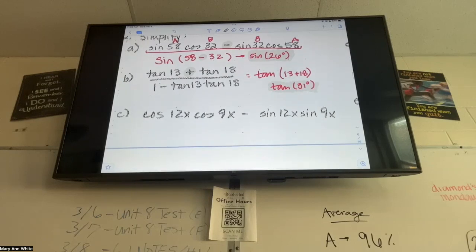All right, similarly for letter C, I've got cosine of 12x times cosine of 9x minus sine of 12x times sine of 9x. Which one does this look like? Sine, cosine, tangent? Cosine. Am I going to add or subtract these angles? We're going to add them. We're going to do the opposite of what we see. So we see a subtraction, I'm going to add them. I know the angles are 9x and 12x, and I know that might seem silly, but you can still add 9x and 12x. It's going to be cosine of 21x, and that's my answer there.